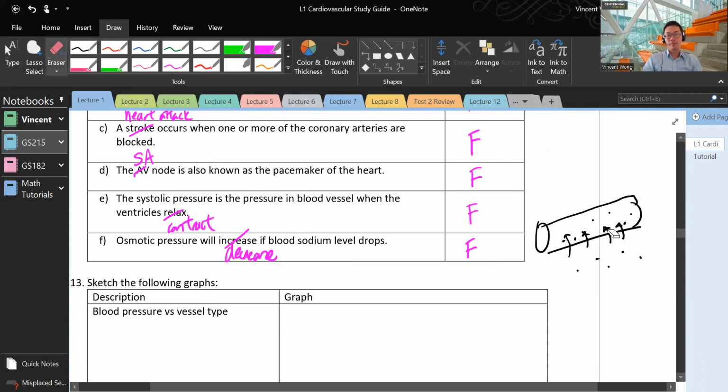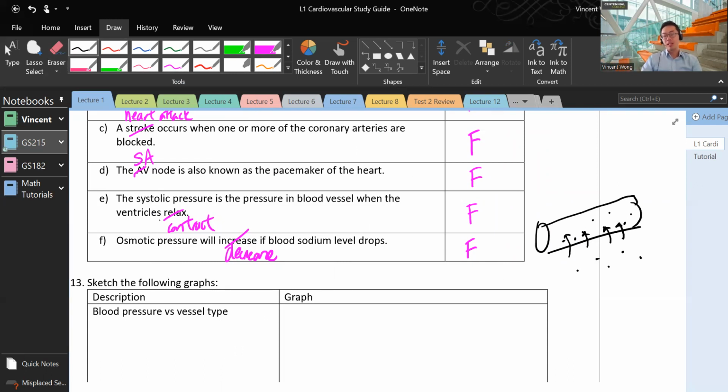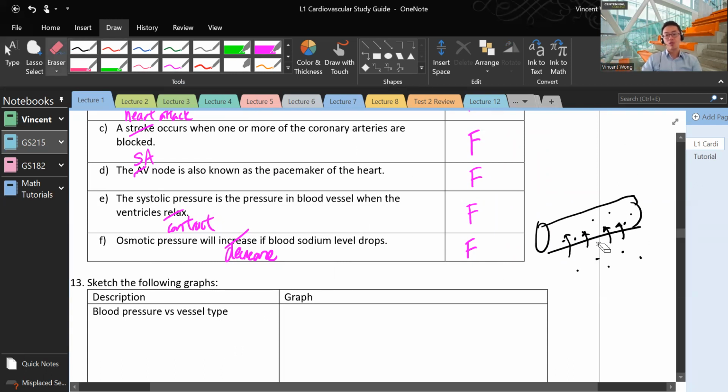as much, right? So the osmotic pressure, how big the osmotic pressure is, has to do with how big the difference is between the concentrations. So if the concentration is really different inside and outside, then you have high osmotic pressure. So if we lower the difference by dropping the sodium level, then the osmotic pressure should decrease. Does that make sense?